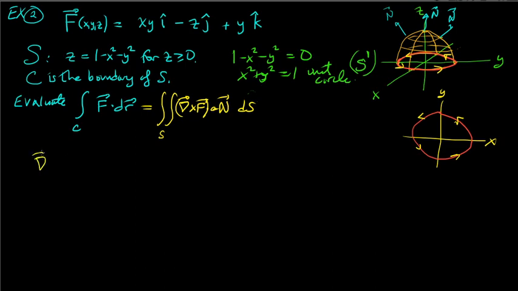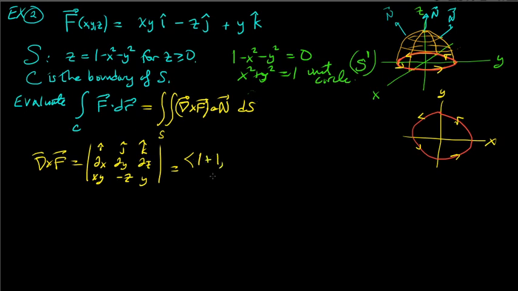That's the easy part here. We all know how to take the curl. I'll do the determinant version. These are partial derivatives, and then this is xy, negative z, and then y. The x component will be the partial of y with respect to y, which is 1, minus the partial of negative z, which is negative 1. So minus negative 1 is 1 plus 1, that's 2. The y component will be 0 minus 0, which is 0. The z component will be 0 minus x, so negative x. So just 2, 0, negative x.